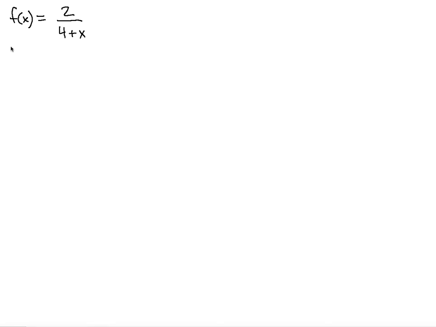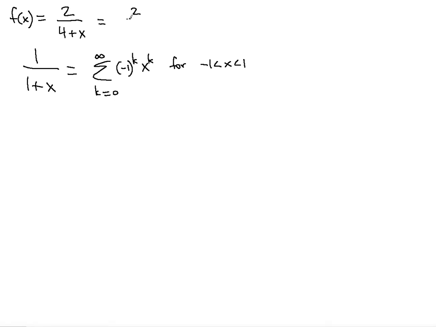We want to find the power series representation for the given function 2 divided by 4 plus x. So first, based on the previous videos, we know that the function 1 over 1 plus x can be represented as the power series, the sum of negative 1 to the k multiplied by x to the k, for x values between negative 1 and 1.